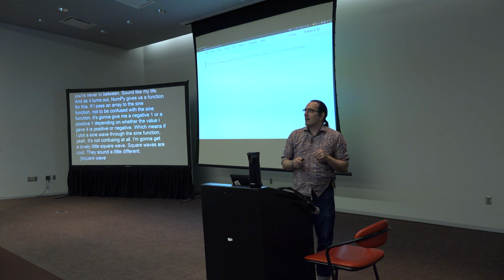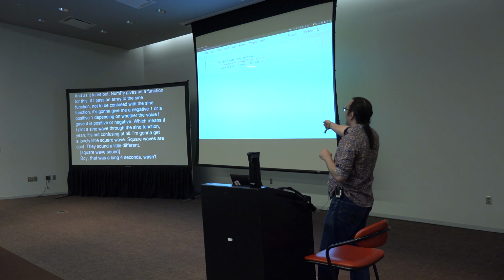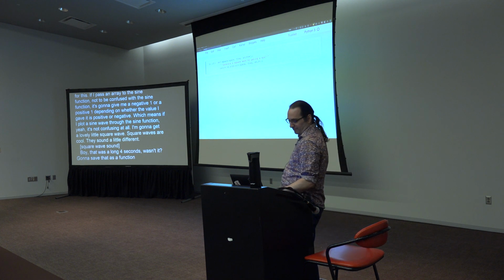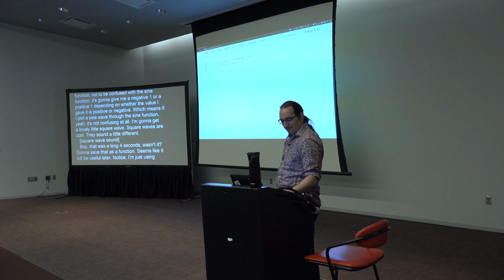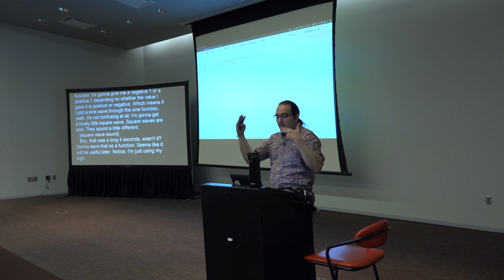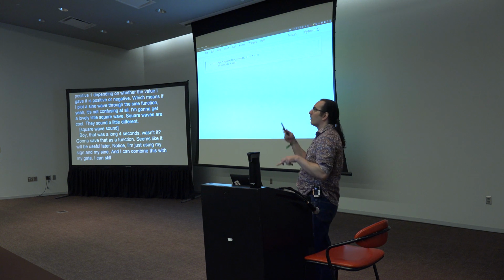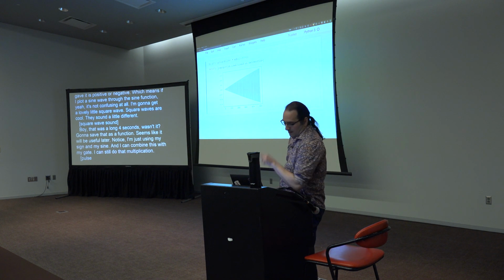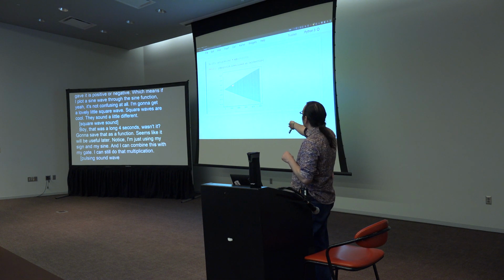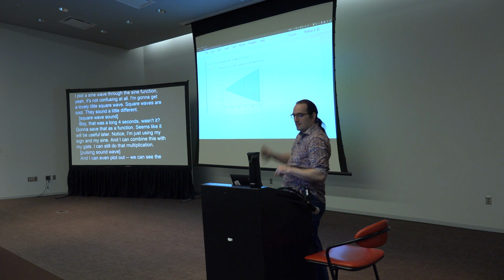Boy, that was a long 4 seconds, wasn't it? Going to save that as a function. Seems like it'll be useful later. Notice I'm just using my sign and my sine. And I can combine this with my gate. I can still do that multiplication. And I can even plot it out. We can see there's the square wave, and it's being shaped by that low frequency sine wave.